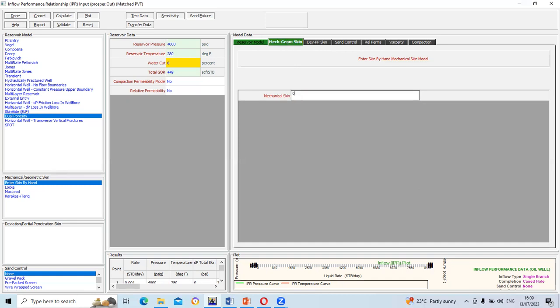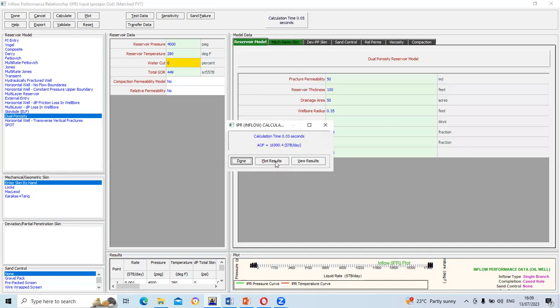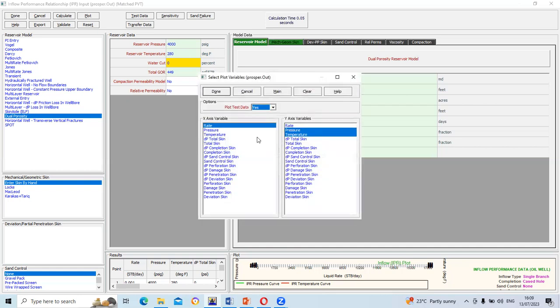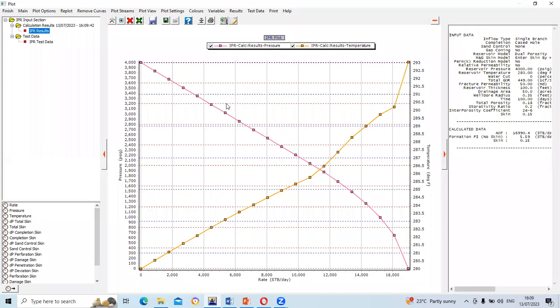But we could just put maybe 0.15 there. All right. So from there now we'll calculate and plot result. Okay. So that gives us our IPR.